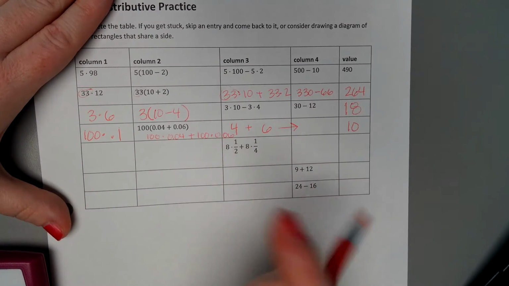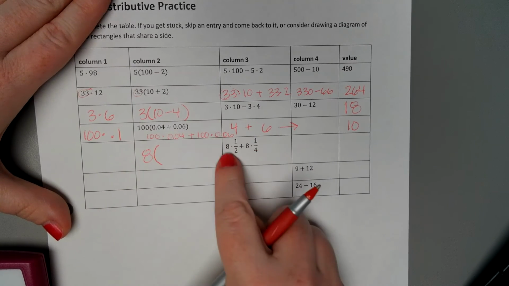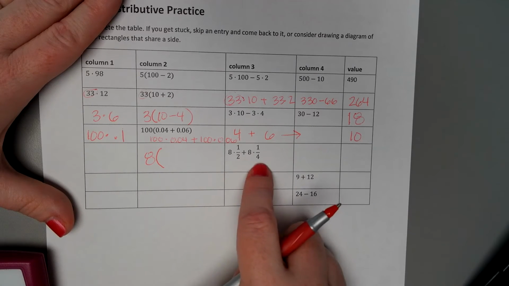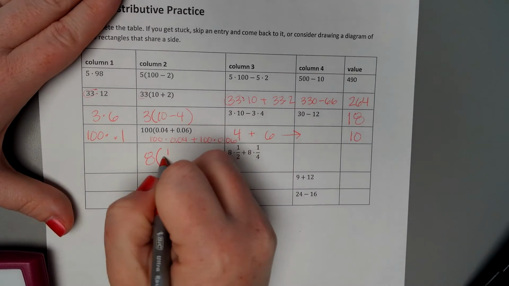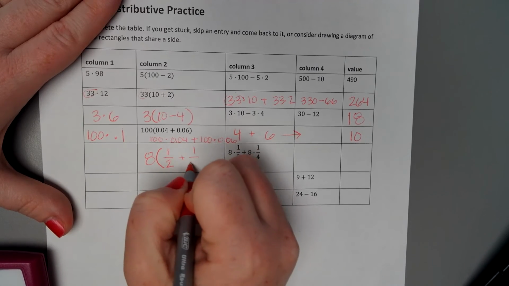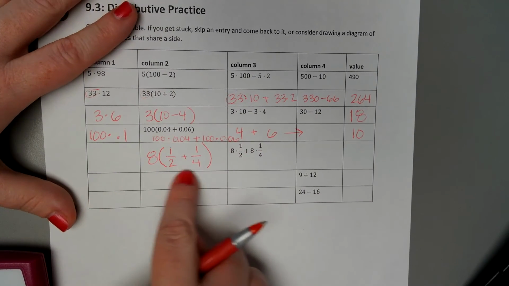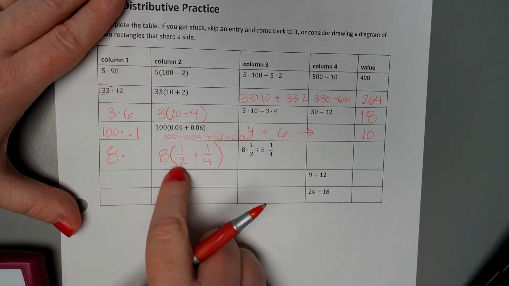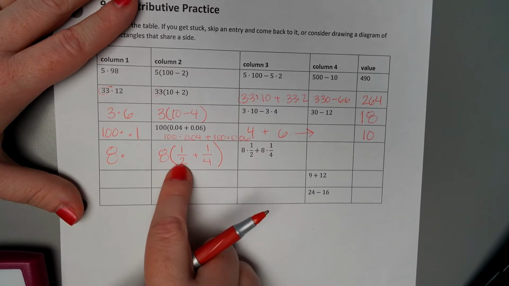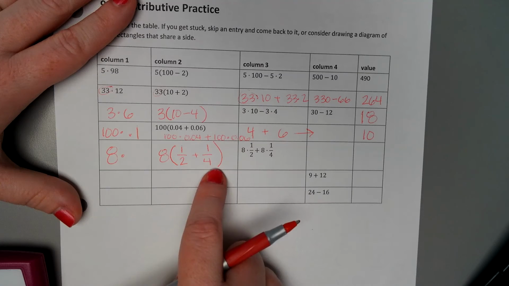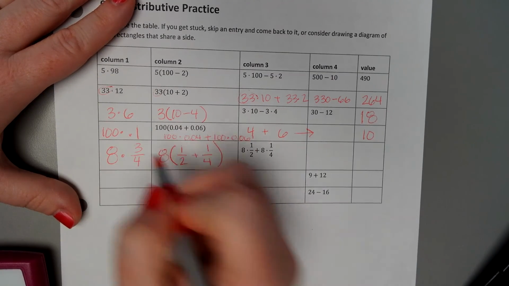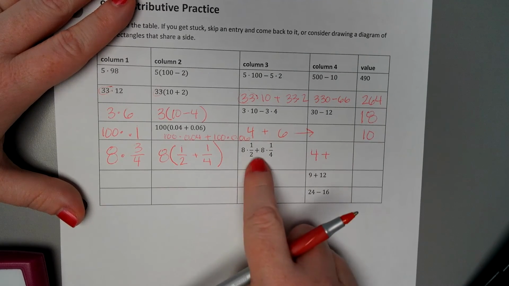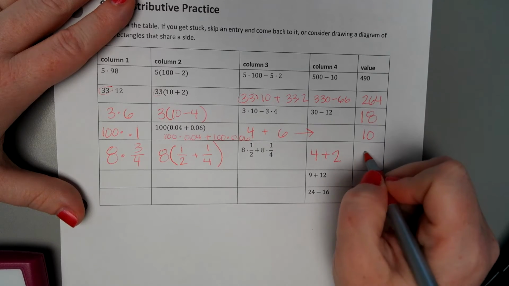8 goes on the outside because that's the first number of my problem. And then I have 1/2 plus 1/4. Now we need to add these two fractions, which gives us 8 times 1/2 plus 1/4. If we convert this to fourths, we would have 2/4 plus 1/4, which is 3/4. Half of 8 is 4. And 8 times 1/4 is 2, which then gives us 6.